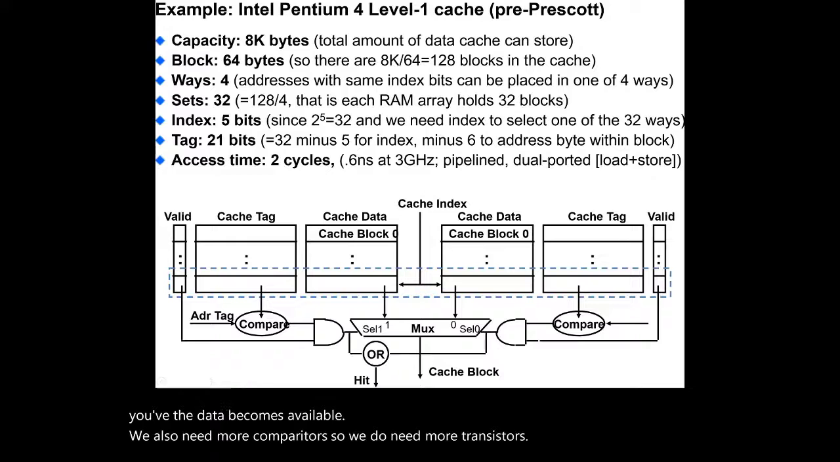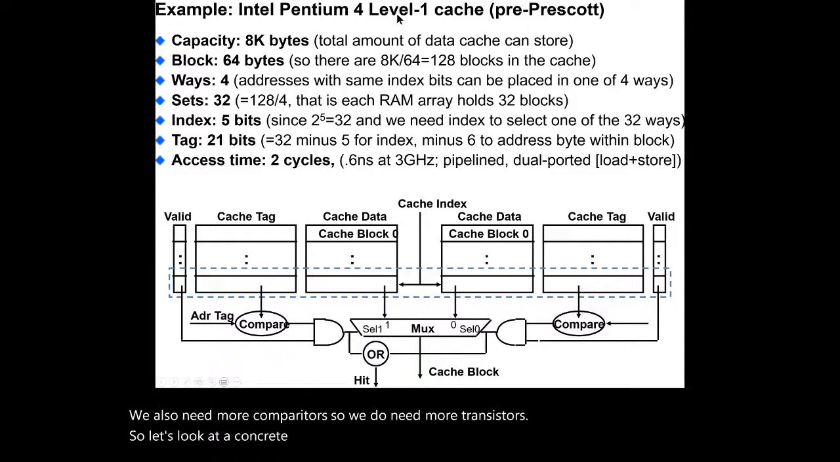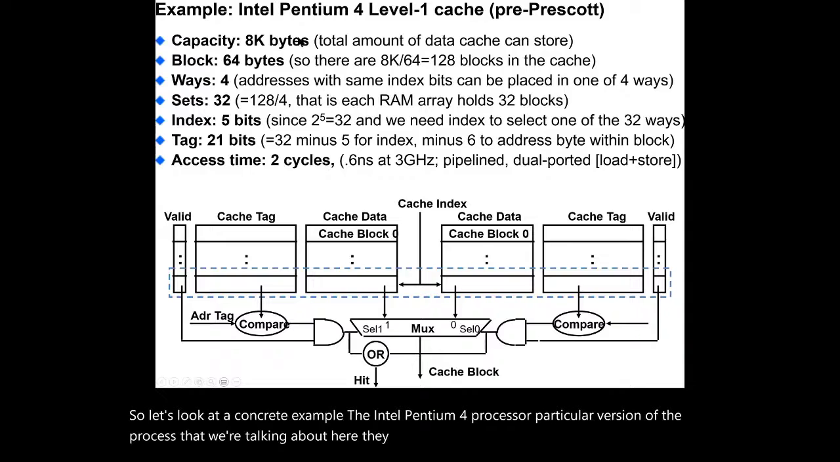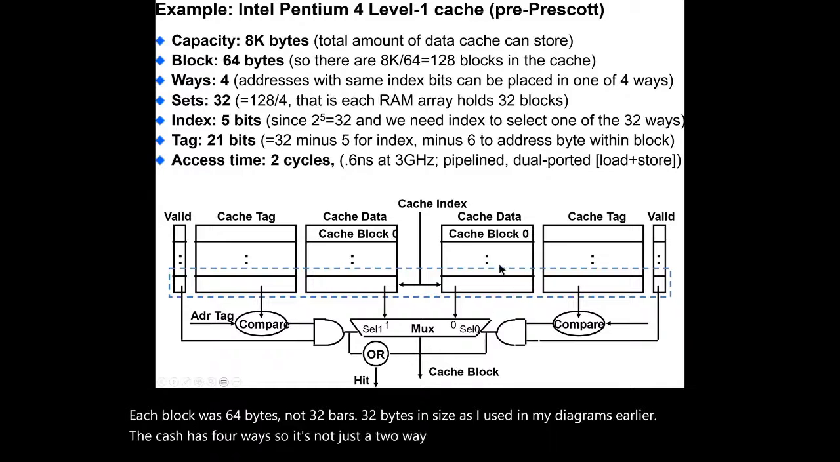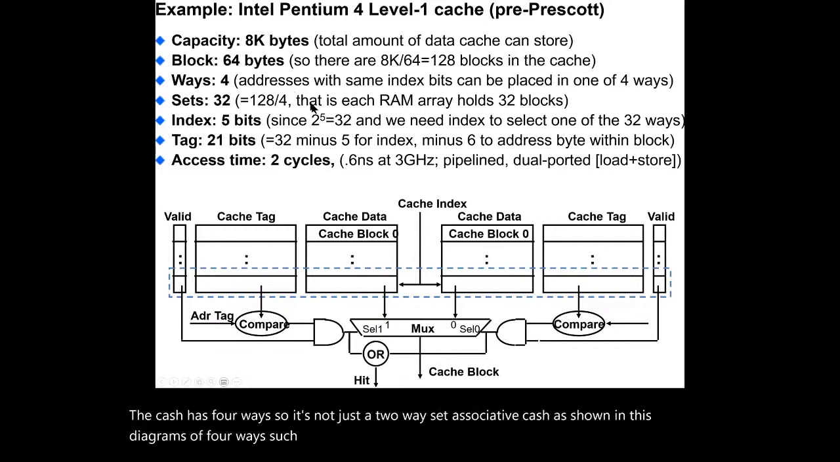So let's look at a concrete example. The Intel Pentium 4 processor, the version of the processor we're talking about here, had an 8K byte cache. Each block was 64 bytes, not 32 bytes as I used in my diagrams earlier. The cache has 4 ways. So it's not just a two-way set associative cache as shown in this diagram, it's a 4-way set associative cache.